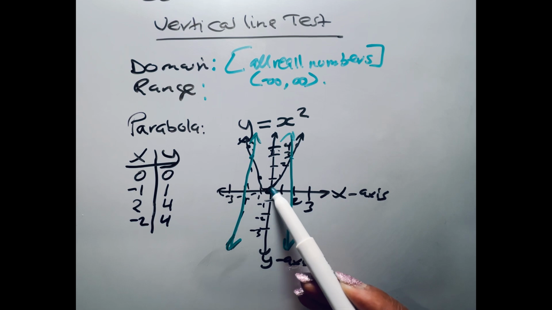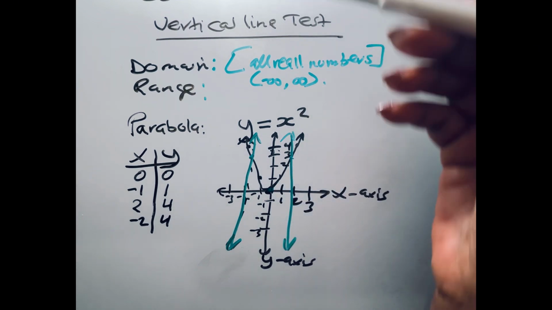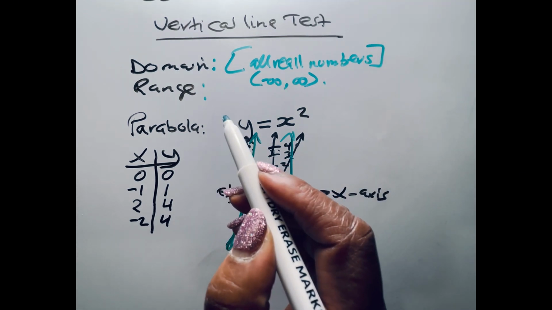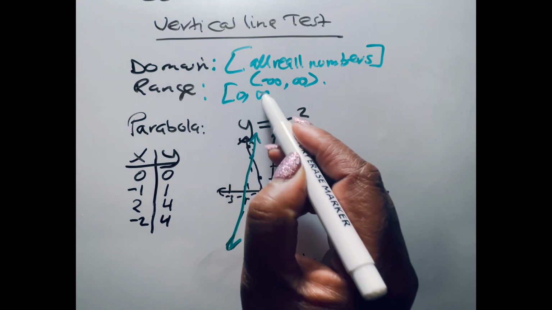Since the graph begins here at 0, you can see our range begins at 0 and it goes all the way up. So our range is going to be 0 to infinity.